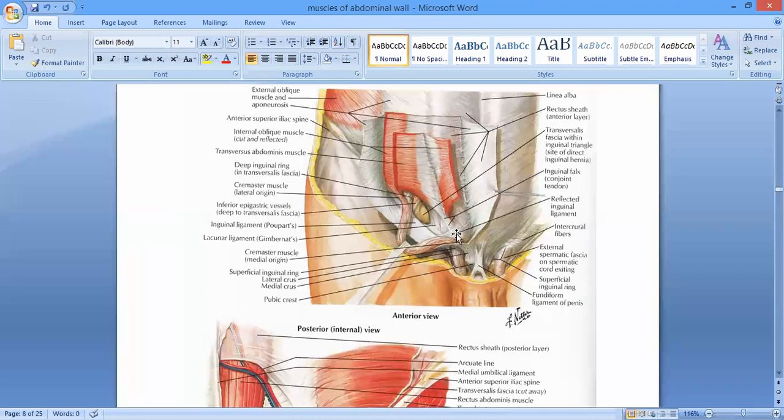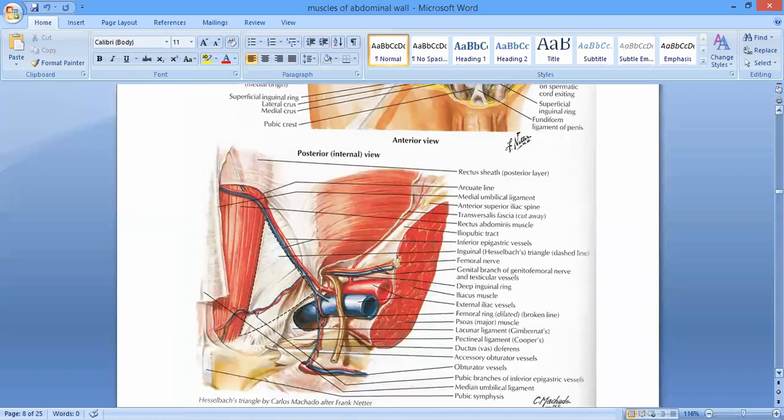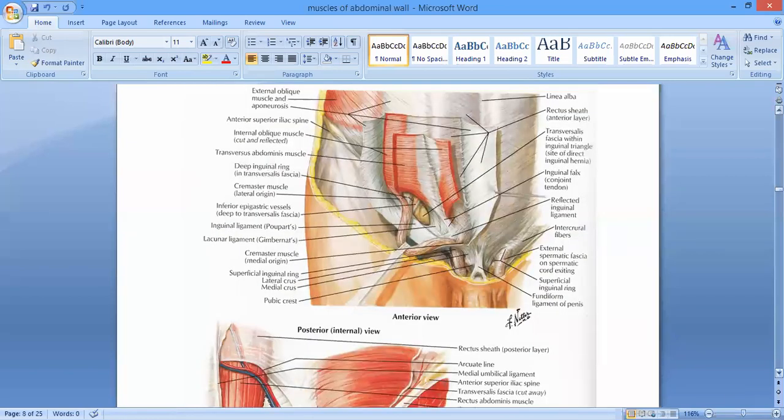And where are these going from? These fibers are basically coming from the lateral crus of the superficial inguinal ring, okay? Now, the superficial inguinal ring, I have just told you before, is basically a triangular opening. Here you can see this is the triangular opening in the external oblique aponeurosis. We read about the superficial inguinal ring, I told you.